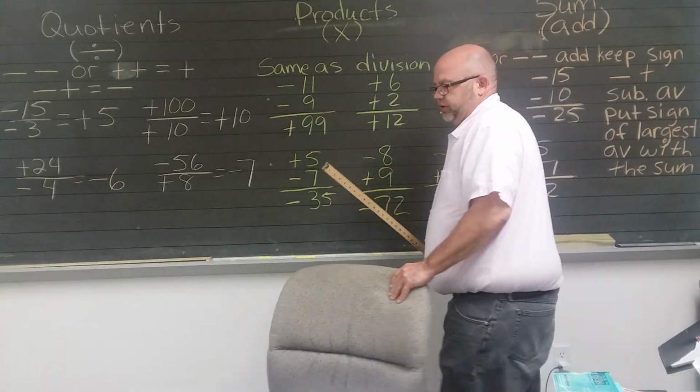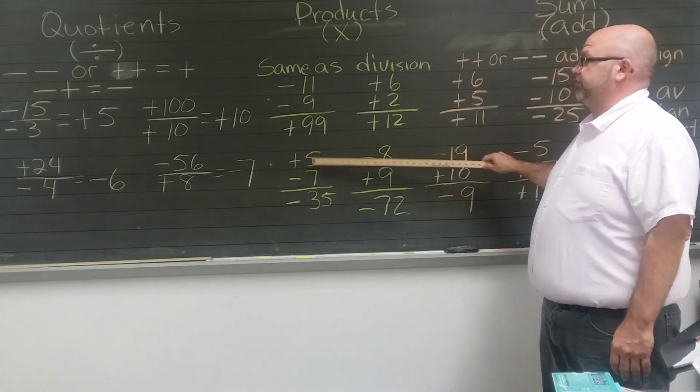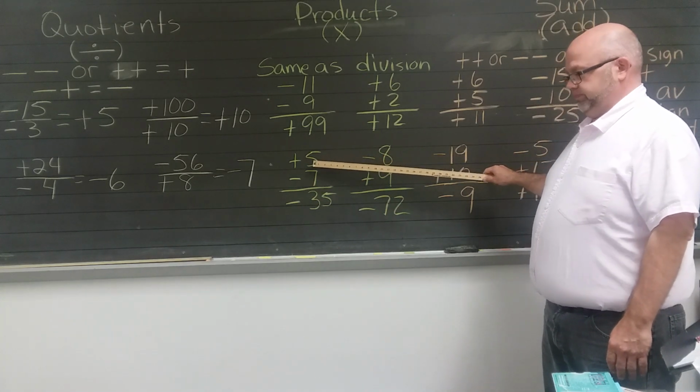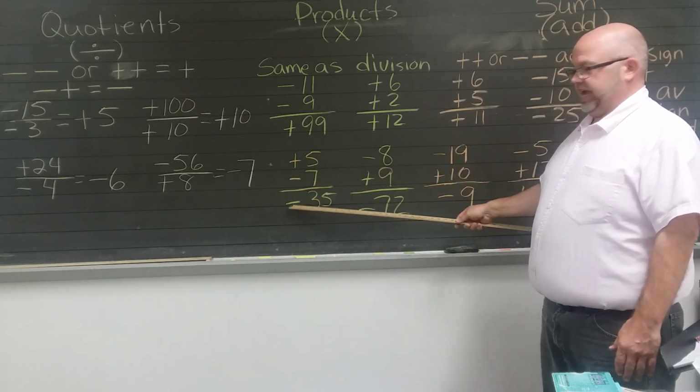Different signs. Negative, positive 5 times negative 7. Simply, 5 times 7 is 35. Signs are different, so negative 35.